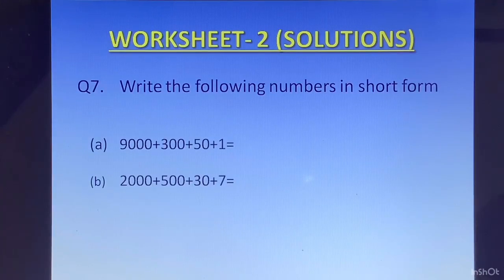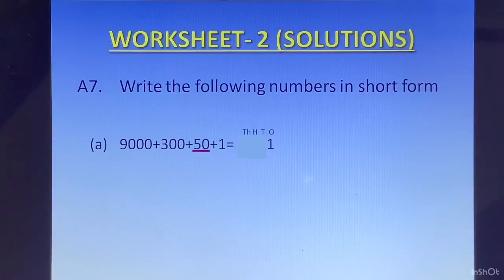Question number 7. Write the following numbers in short form. First one, 9000 plus 300 plus 50 plus 1. So I have put the place values on top. Now from right when we see, we have 1. So under ones we will put 1.